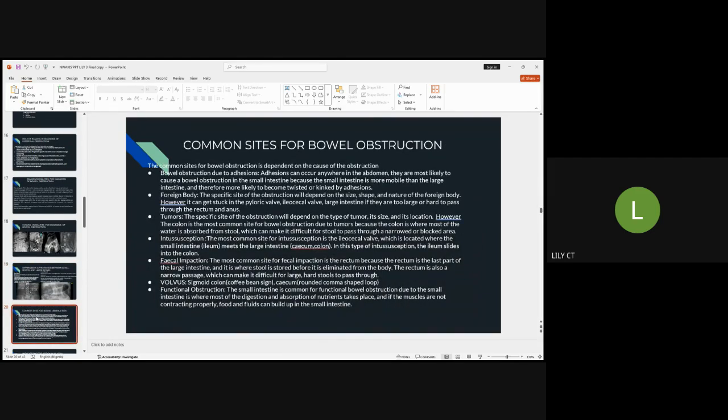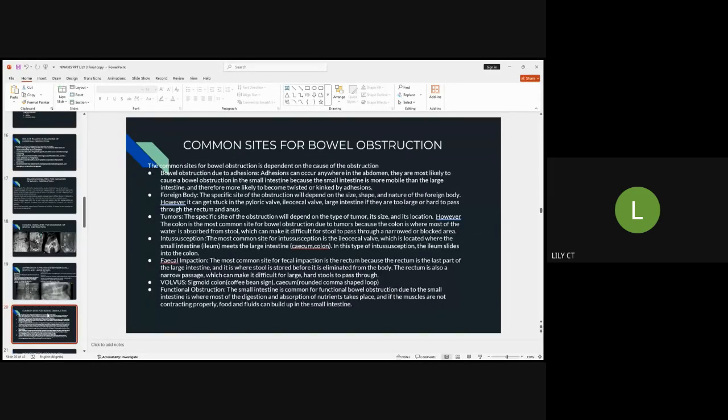Common site for bowel obstruction. The site for bowel obstruction depends on the cause of bowel obstruction. Bowel obstruction due to adhesion. Adhesion can occur anywhere in the abdomen. However, they are most likely to cause bowel obstruction in the small intestine because the small intestine is more mobile than the large intestine, and therefore is more likely to become twisted or kinked by an adhesion.